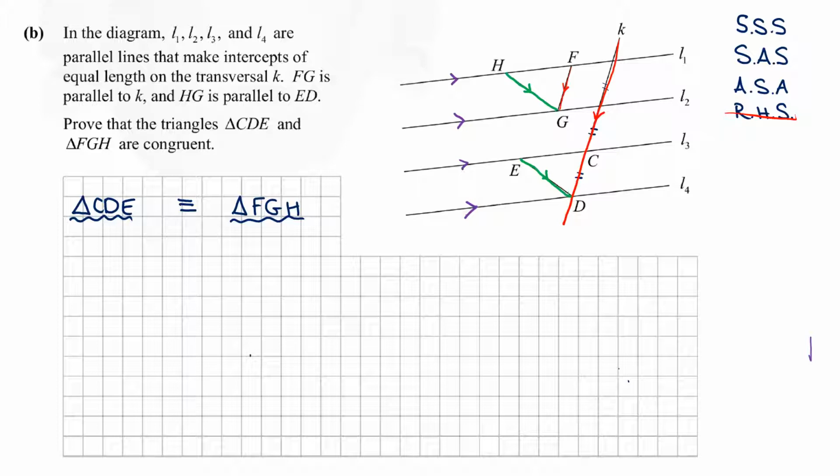So let's work first of all with FGH. So because of the way that this is drawn, I know this line here is parallel to this line. That was given.